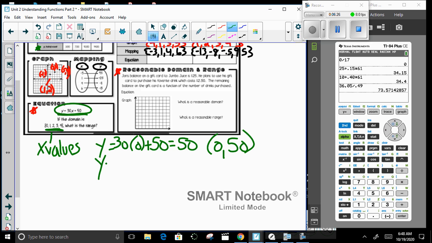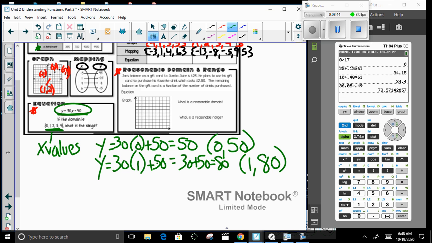Now try the next value of x. The next value of x is 1. So if I were to plug this in, I get 30 plus 50, which is 80. So my input, or my domain, was 1, and my output, or my range, was 80. So I can check this way for every single one of these points.